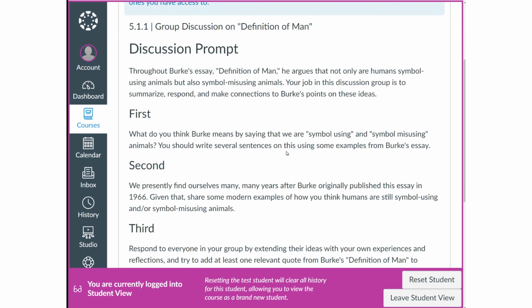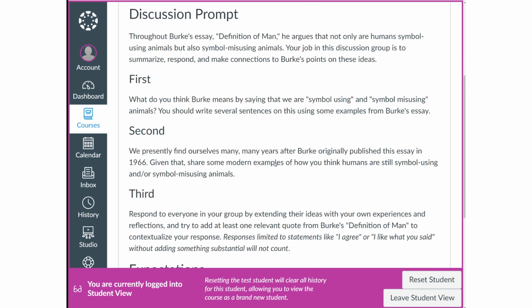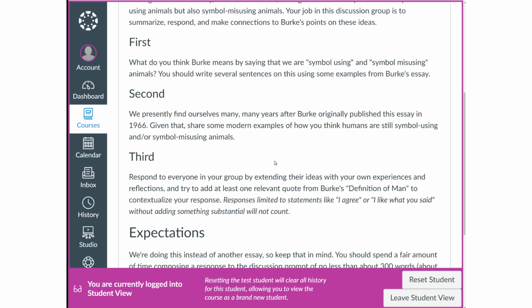Throughout this essay, The Definition of Man, Burke argues that not only are humans symbol using animals, but also symbol misusing animals. So your job in this discussion group is to summarize, respond, and make connections to Burke's points on these ideas. First, what do you think Burke means by saying that we are symbol using and symbol misusing animals? You should write several sentences on this using some examples from Burke's essay. Second, we presently find ourselves many, many years after Burke originally published this essay in 1966. Given that, share some modern examples of how you think humans are still symbol using and/or symbol misusing animals.